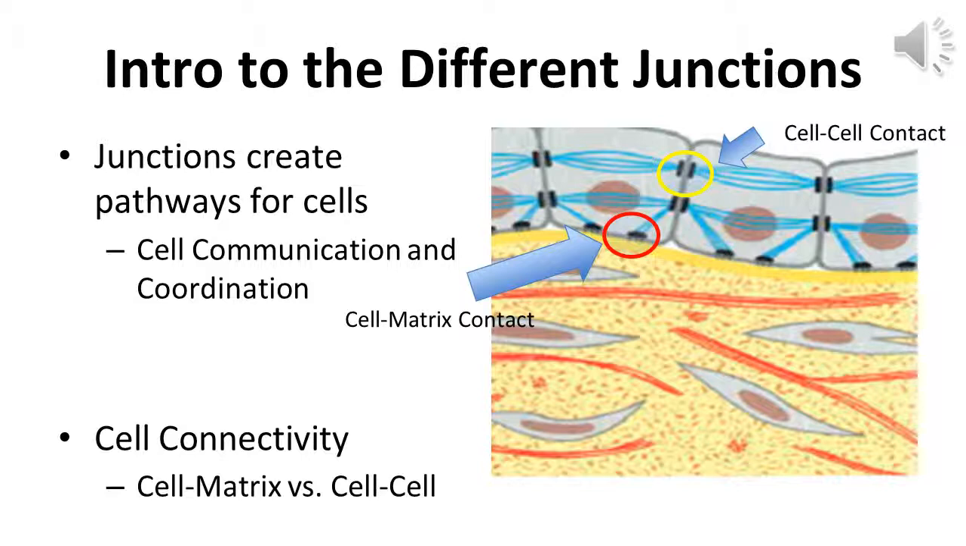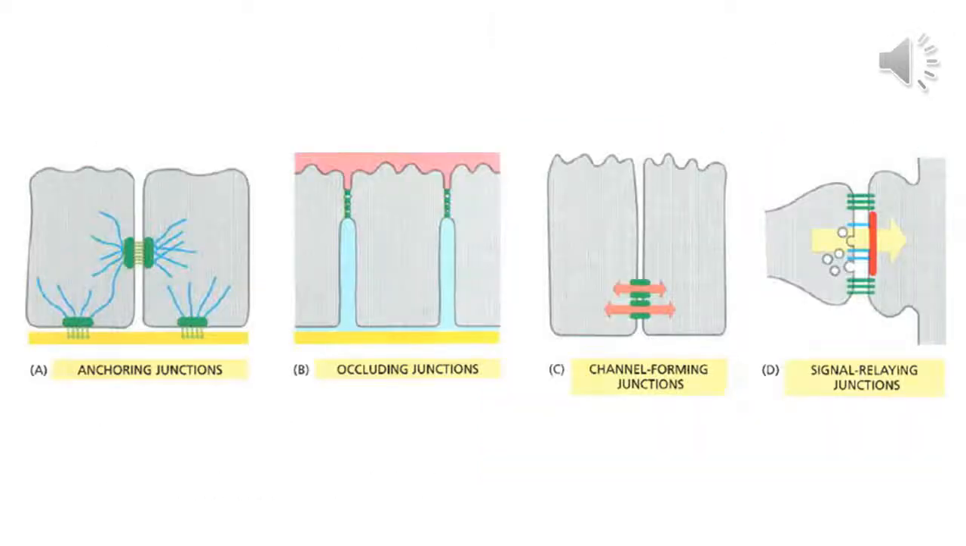Cells can be connected to each other as shown in the figure with a yellow circle, or they can be connected to the extracellular matrix as shown by the red circle. Between these two types of connections and the different functions and signals of cells, this leads us to the four different types of cell junctions. The four different types of cell junctions that we will be examining today include anchoring junctions, occluding junctions, channel-forming junctions, and signal-relaying junctions.